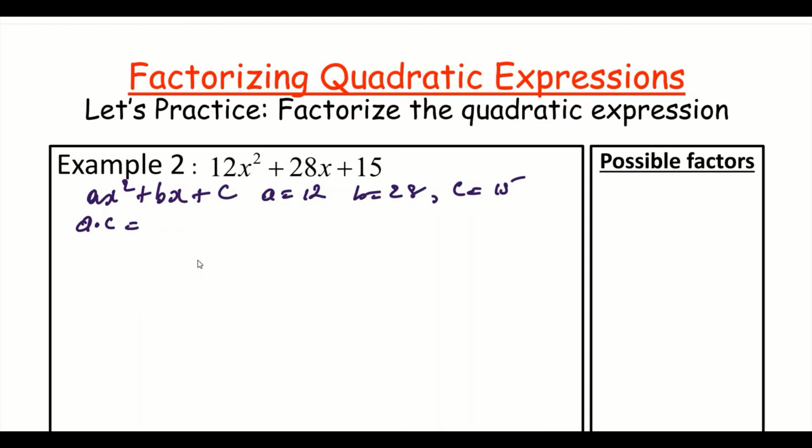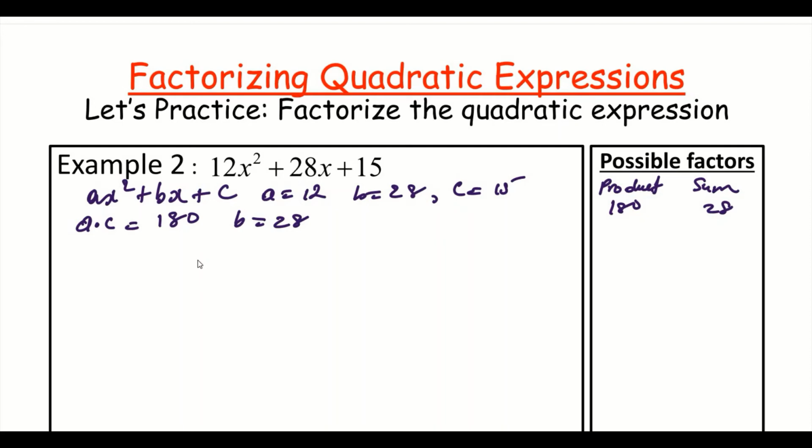Now we want to find our a times c. So that's 12 times 15. And 12 times 15 gives us what? 180. That's a big number here. 12 times 15, 180. Now, the sum, which is our b term, is 28. So we want two numbers where the product is 180 and the sum is 28.